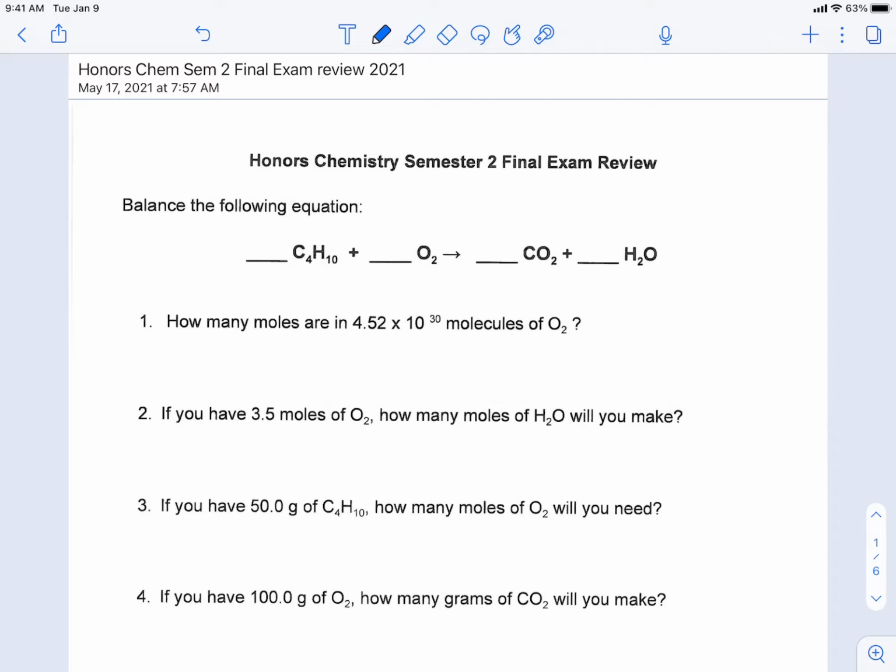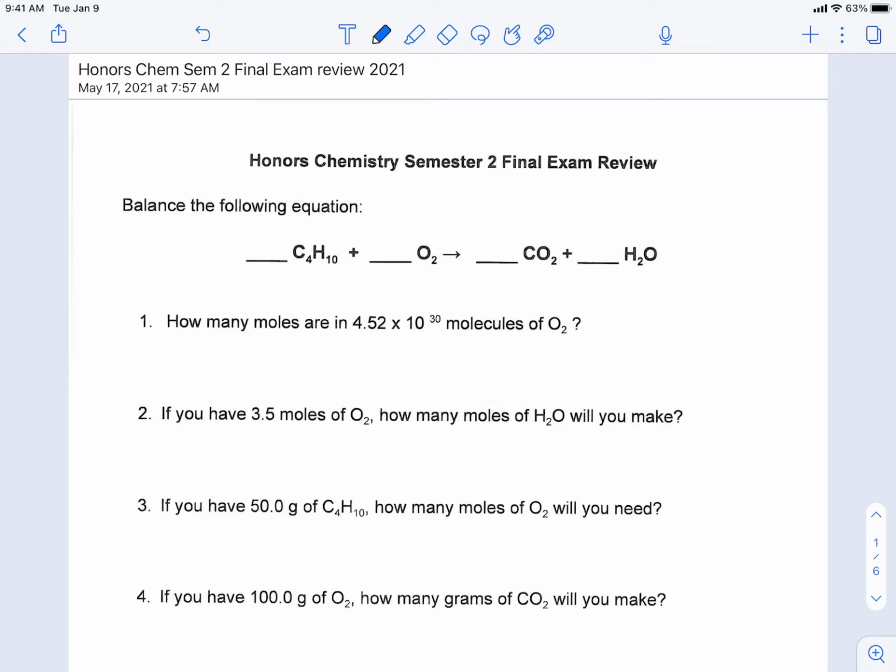Let's go over our Honors Chem Semester 2 final exam review. All right, this will be page 1 with all the stoichiometry on it. First thing we want to be able to do is balance this equation. We're going to use it for a few other problems on this page.